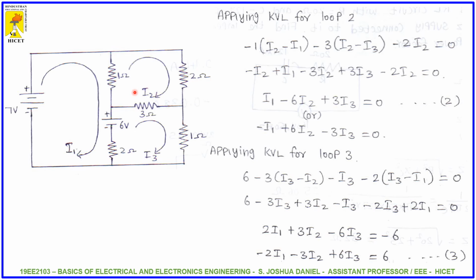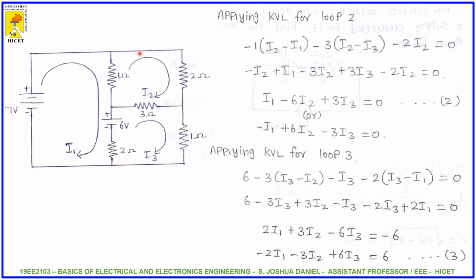In loop 2, the current flowing in this 1 ohm resistor, I2, is flowing in this direction, I1 is flowing in the other direction. So this is the major current, I2, so minus 1 into I2 minus I1. Why do we mark a minus there? Since we have already seen in the previous slides how to mark the polarities, right? So we need a negative sign when there is a drop.